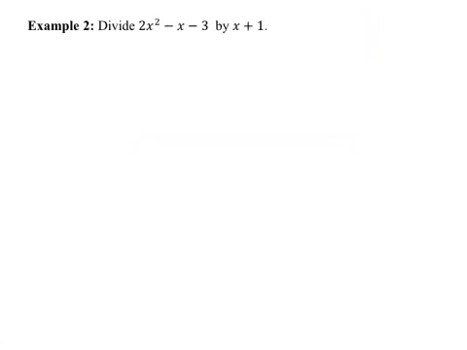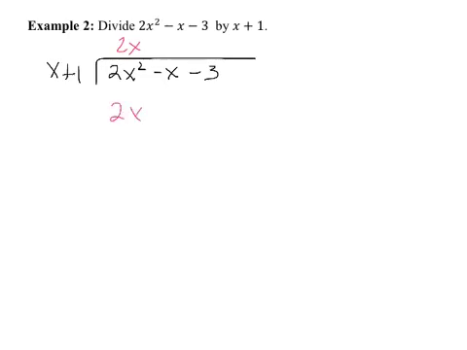Alright, example 2 says 2x squared minus x minus 3. We'll take that and divide it by x plus 1. So let's go right to long division here. First we'll start, let's put a 2x up here. So when multiplied by x plus 1, we get 2x squared plus 2x. We remember to subtract that. 2x squared minus 2x squared is 0. Negative x minus 2x is negative 3x.